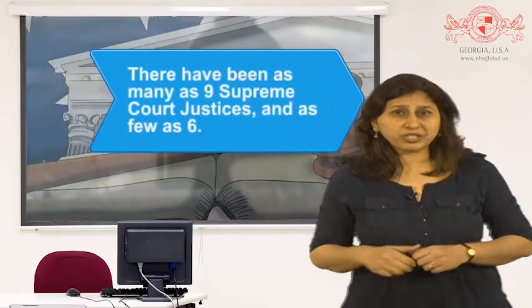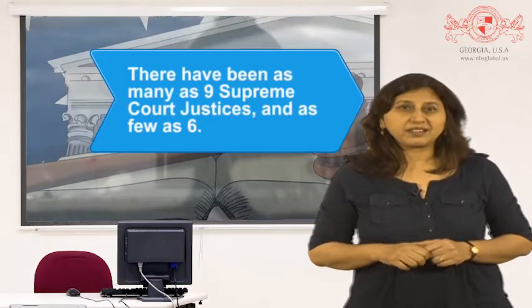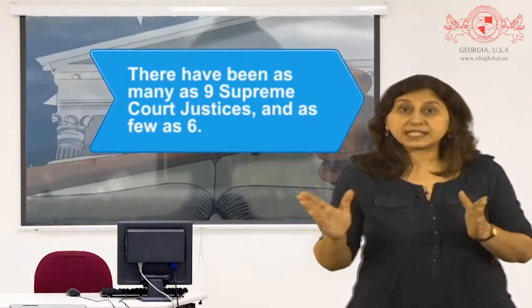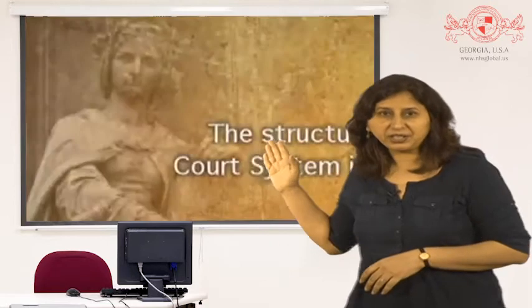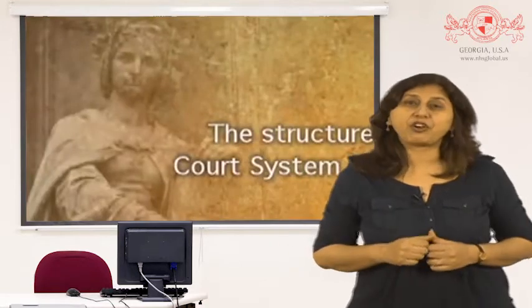Okay, now you have a good understanding of the American judicial system. Did you know that Congress determines the number of Supreme Court justices? There have been as many as 9 and as few as 6. Look at this video here to get a better understanding of the court system in the United States.